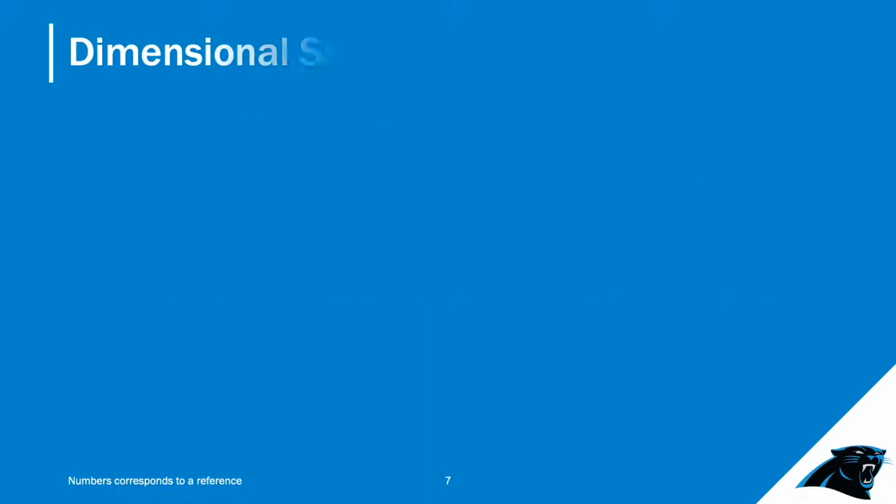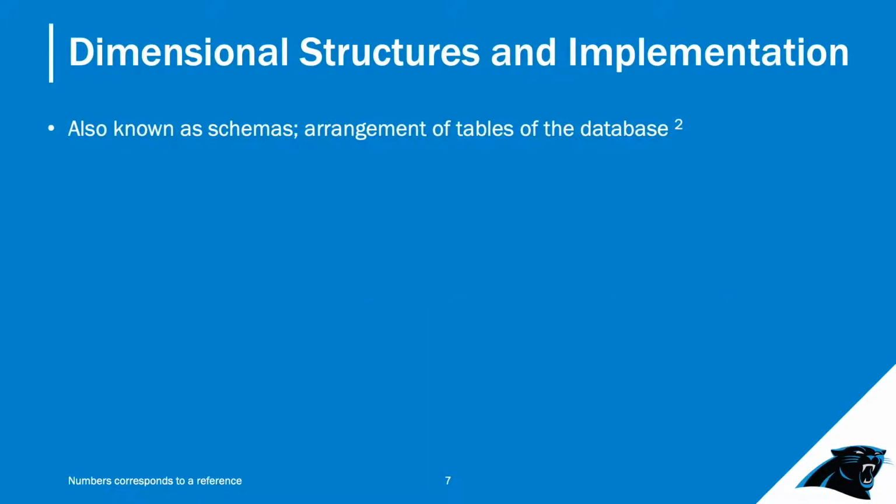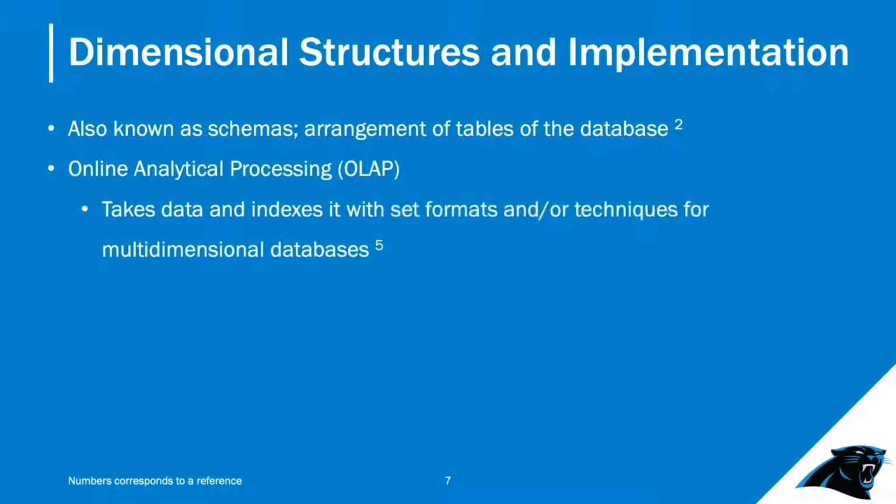Dimensional structures, often referred to as schemas, are essentially the arrangement of the tables of the database. The schema dictates how each of the various fact and dimension tables relate and talk to one another. Through the use of primary or foreign keys created in the tables previously, the schema can be constructed in a variety of ways. OLAP implementation takes data, pulls it together, and indexes it with set formats and/or techniques for multidimensional databases. This process should occur from pulling data from a pre-existing star schema. With this, calculations related to the data are pre-calculated, which result in faster queries for the end user.